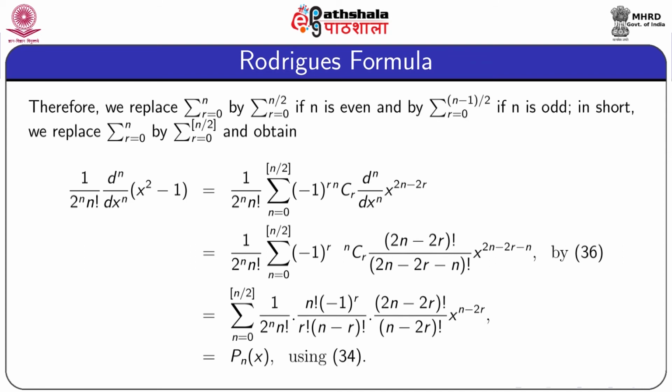And by using equation 36, we come to the expression summation r = 0 to [n/2] of 1/(2ⁿ n!) multiplied by n! (−1)^r (2n − 2r)! / ((n − r)! (n − 2r)!) x^(n−2r). And if you recall, this is by definition the Legendre polynomial of degree n, which we get by using 34, and this completes the proof for Rodrigues formula.